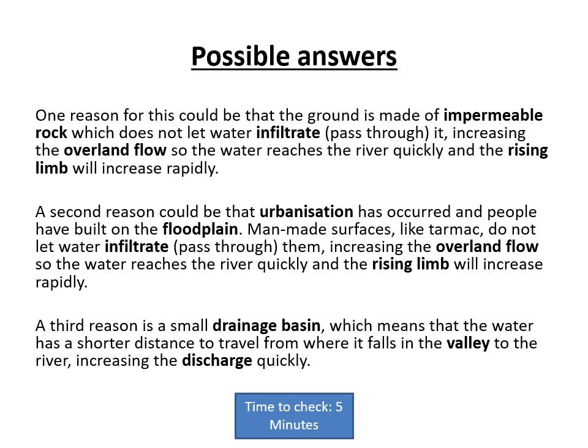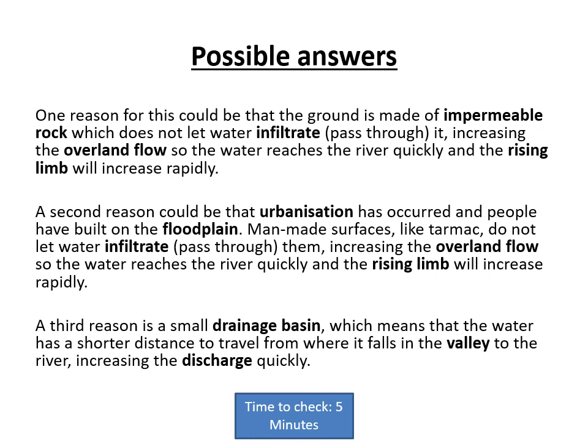So a second reason could be that urbanization has occurred and people have built on the floodplain. Man-made surfaces like tarmac do not let water infiltrate, pass through them, increasing the overland flow, so the water reaches the river quickly and the rising limb will increase rapidly. You'll notice it's exactly the same as the first one. Just the beginning bit's different because it's a different factor, but as we established, some of these factors have exactly the same reason. Impermeable rock and man-made surfaces do exactly the same thing to water.